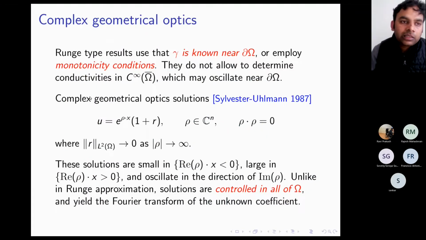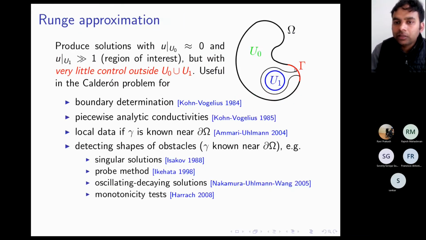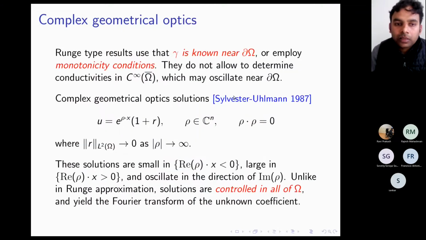So then the method that was introduced is known as the complex geometric optics method. The complex geometric optics method takes care of that part: it allows you to determine conductivities that can oscillate near the del omega. That means it can oscillate near here or anywhere, it doesn't matter. You can still figure out what is there.